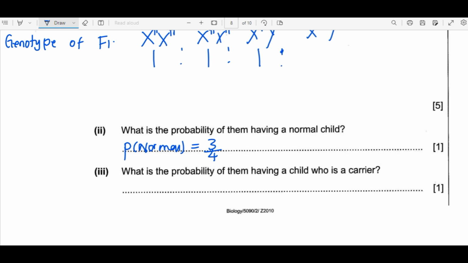Then Roman number 2, what is the probability of them having a child who is a carrier? The probability of carrier is only 1 over 4. Then if we want to take this one as a pure normal, then pure normal is 2 over 4, which is half.